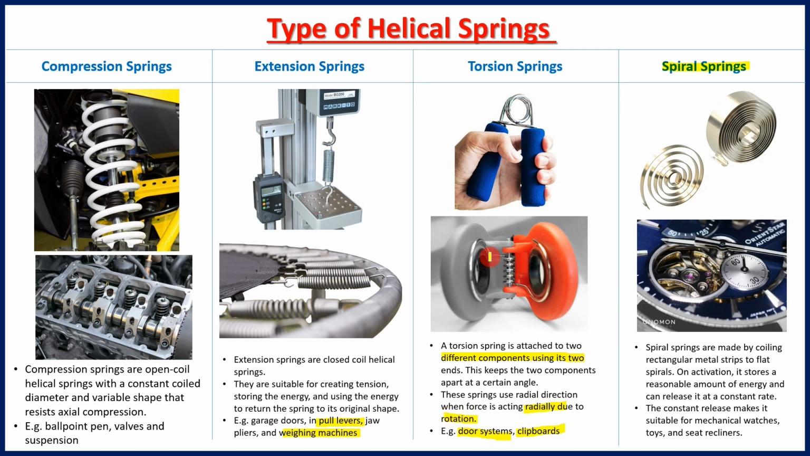Okay, so this type of spring we can see in different components where we apply force at the two sides, like in the door system and the clipboard. In the door system, we keep one end fixed and apply the force at the other end. And the spiral spring, we generally use in watches, toys, and seat recliners.